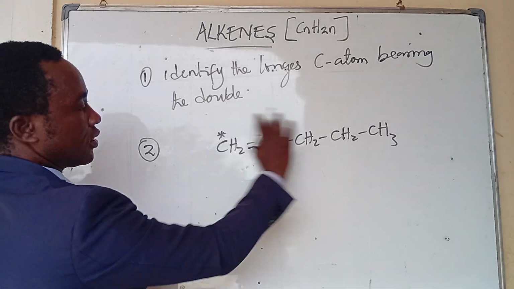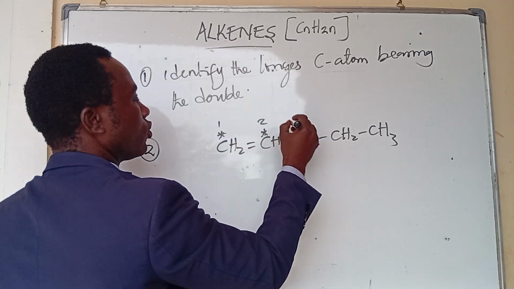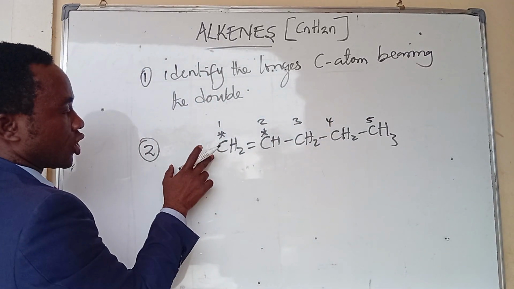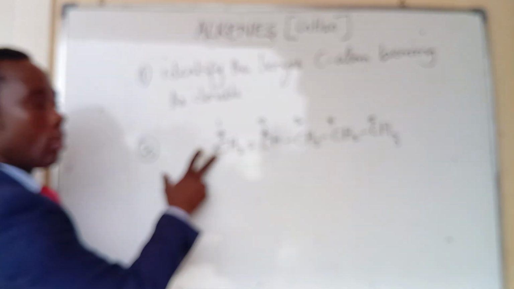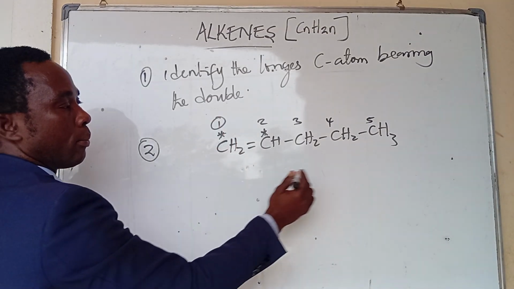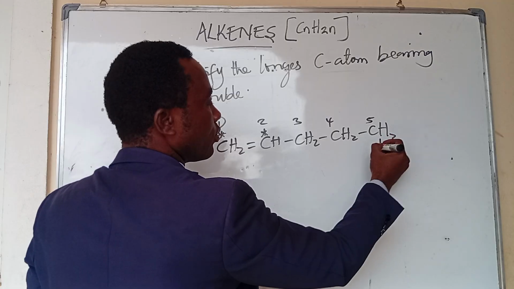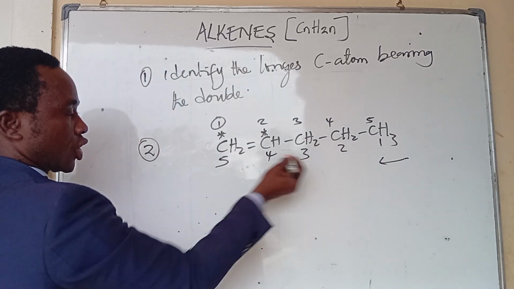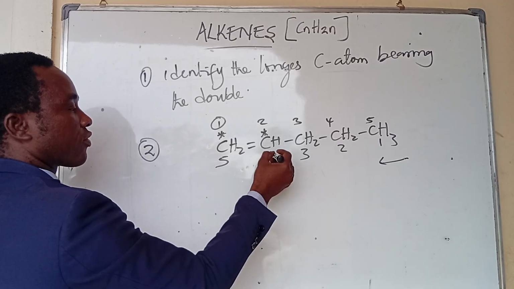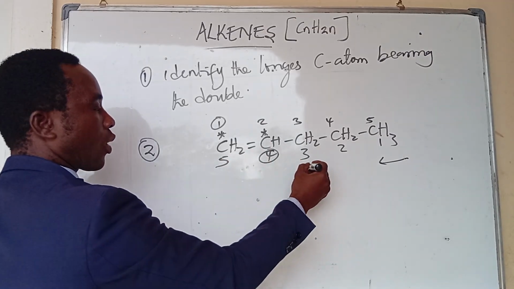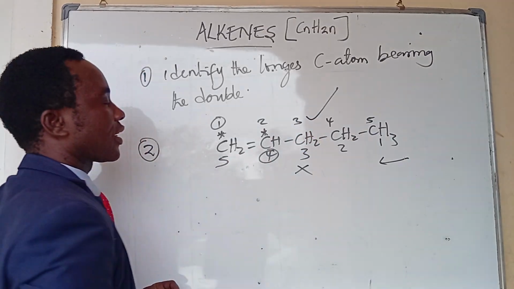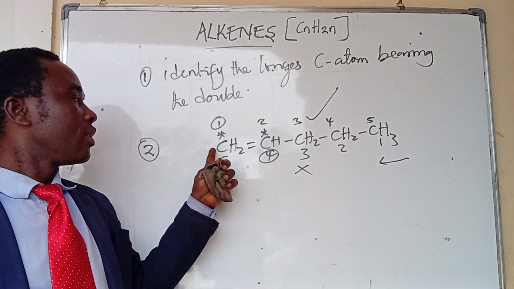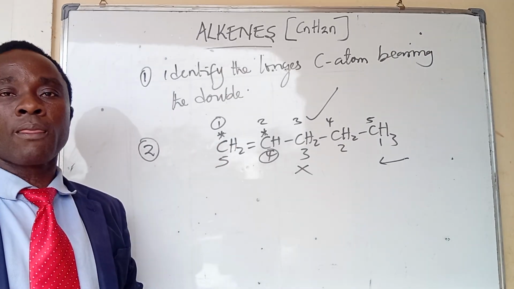When we number from this side, this will be 1, 2, 3, 4, 5. Where is the position of the first carbon bearing the double bond? It is at position 1. But if we go through this way, this will be 1, 2, 3, 4 and 5. Where is the position of the first carbon bearing the double bond from here? It will be number 4. So this one will not be accepted. The other one will be accepted because it gives the first carbon atom that bears the double bond the least possible number.